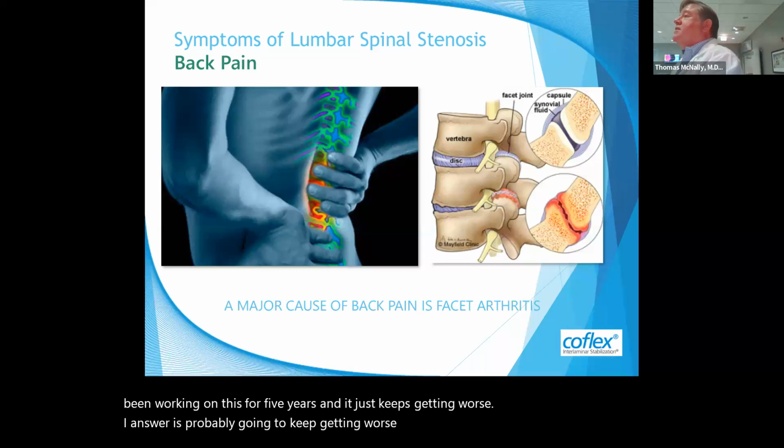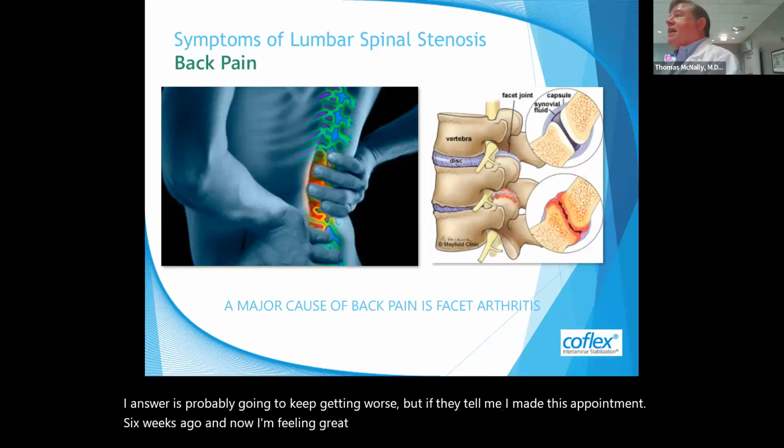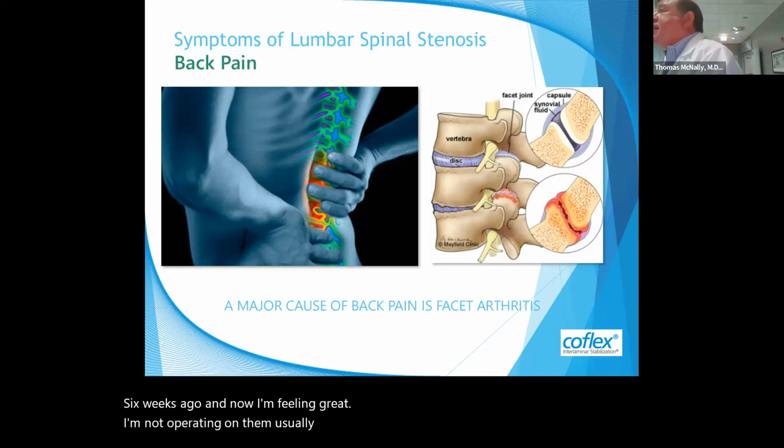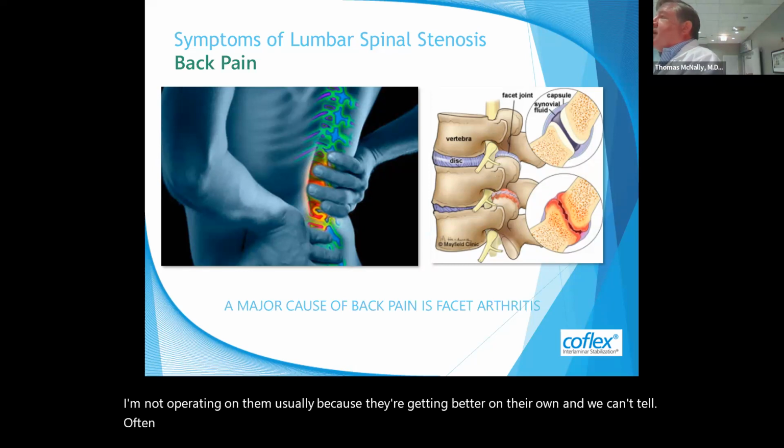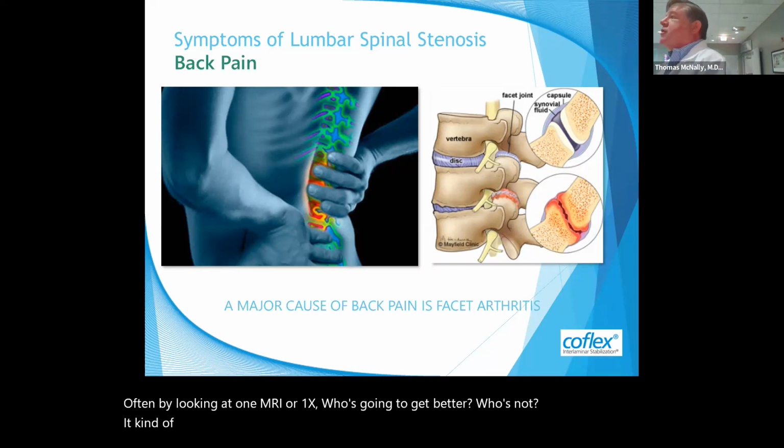But if they tell me, I made this appointment 6 weeks ago and now I'm feeling great, I'm usually not operating on them because they're getting better on their own. And we often can't tell by looking at one MRI or one X-ray who's going to get better and who's not. It kind of depends on who responds to the different treatments.